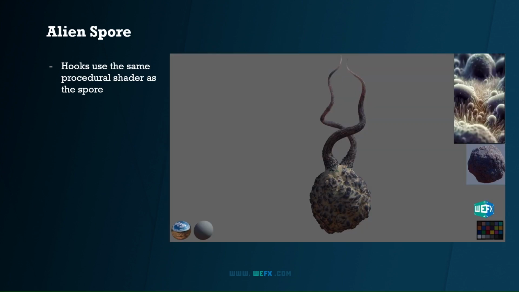And also, here is the alien variant of the spore, which had the hooks growing out of it. And we used this for later shots when this spore needs to attack the human cell, infect it, and transform it into another alien spore. So we just modeled the hooks, and because we had the procedural shader already on the spore, we didn't need to do any additional look development work to be happy with the look.